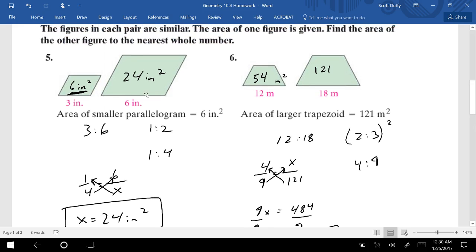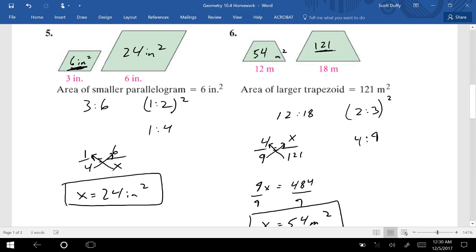So every single time, find the ratio of the perimeters. In this case, it was 1 to 2. In this case, it was 2 to 3. Square it to get the ratio of the areas. Set that up as a fraction equal to the other areas, whatever is known. And in the first case, in number 5, it was 6. In the second case, 6, it was 121. And solve for the unknown.